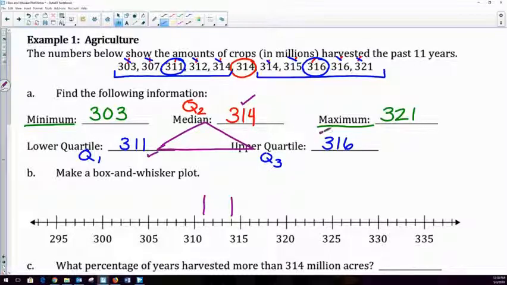My final number is 316. So I'm going to find my final number and draw a third line. I connect the tops and the bottoms, and you have your box.